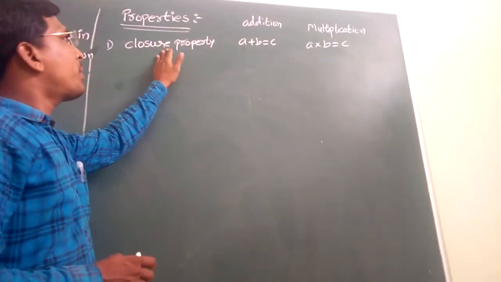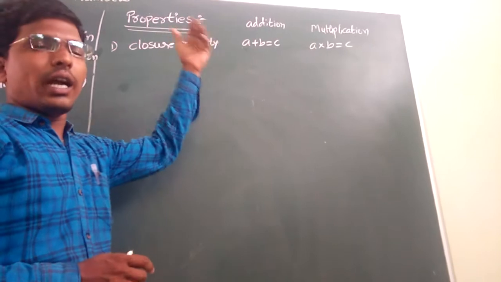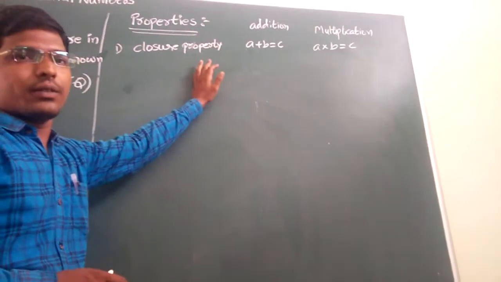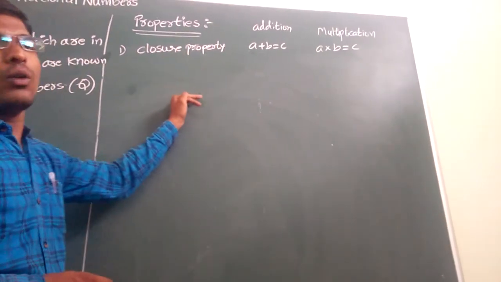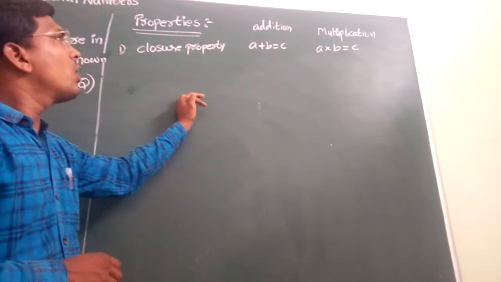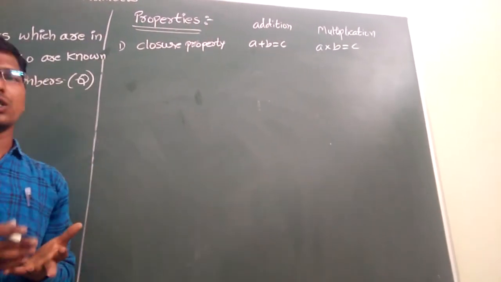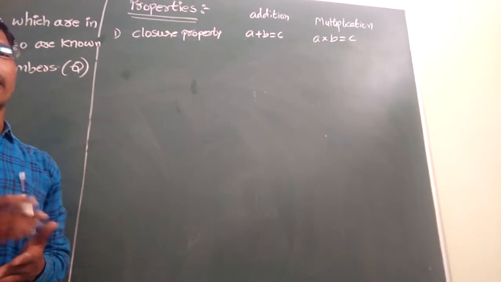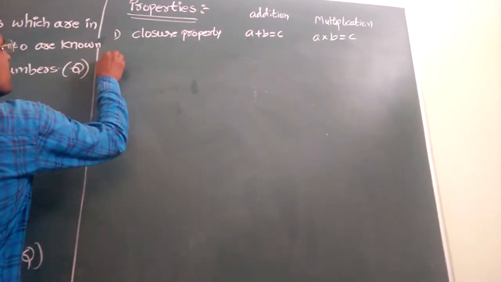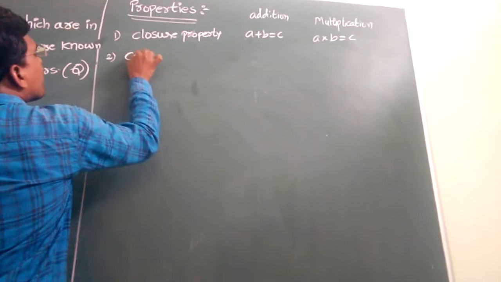For closure property, subtraction and division can also satisfy it, but the remaining properties won't be satisfied in all operations. So closure property is satisfied in all operations: addition, subtraction, multiplication and division. Okay, next, commutative property.